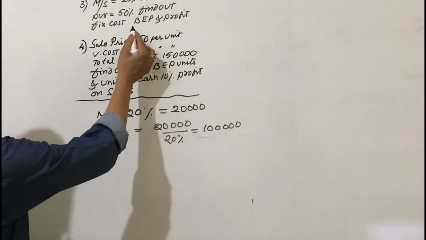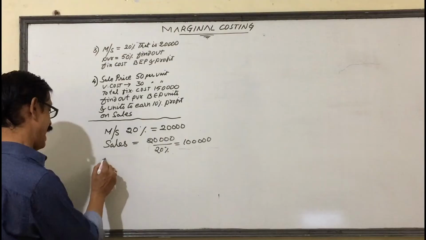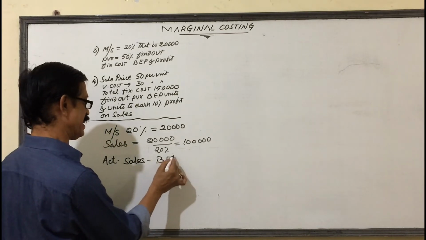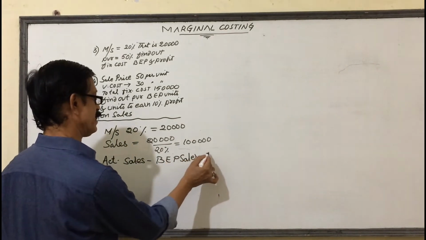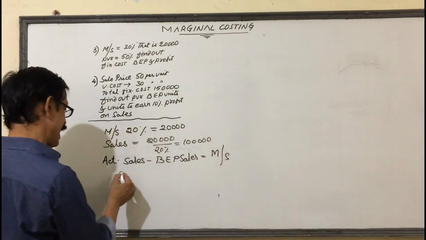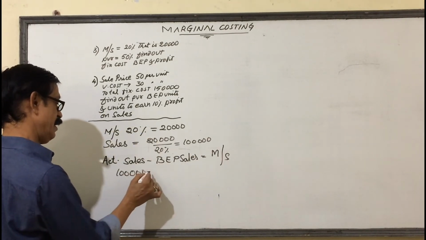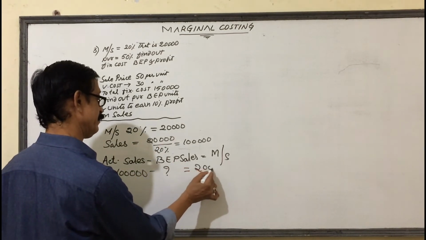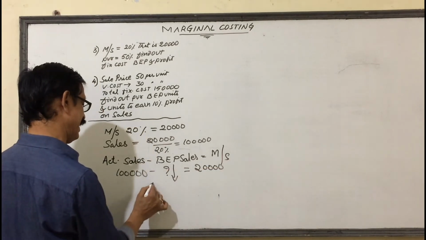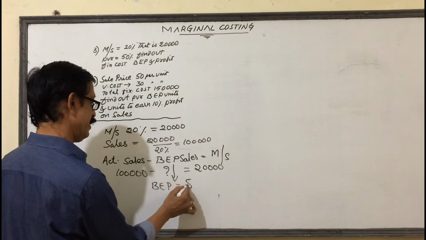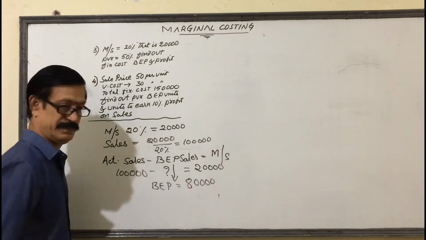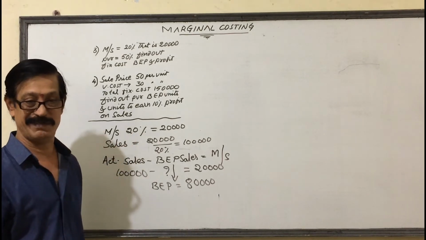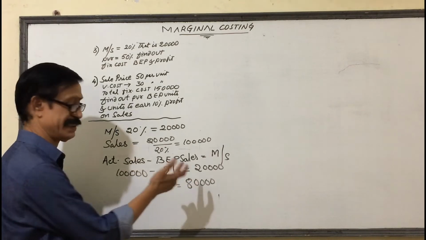Now, you can find break-even point. Actual sales minus BEP sales is equal to margin of safety. I know actual sales 1 lakh minus BEP sales I don't know, but margin of safety is there, 20,000. So BEP is nothing but 80,000. Margin of safety 20% means automatically break-even sales are 80%, that is equal to 80,000.